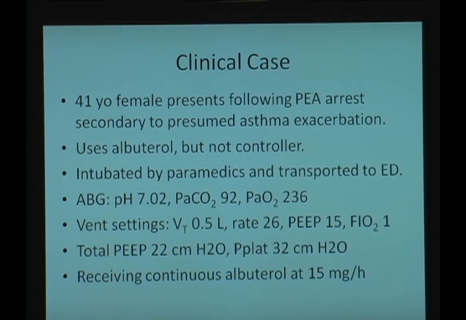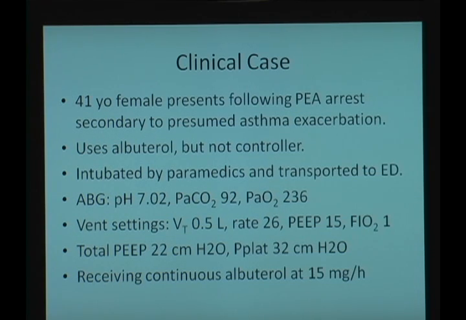So this is a 41-year-old female, who comes to the MICU following a PEA arrest secondary to presumed asthma exacerbation. She uses albuterol, but not a controller. Besides that, it was not even clear whether there was any albuterol in her MDI canister. May not have been. She gets intubated in her home by paramedics, gets transported to the ED, and then comes up to the MICU. pH 7.02, PCO2 92, PO2 236.